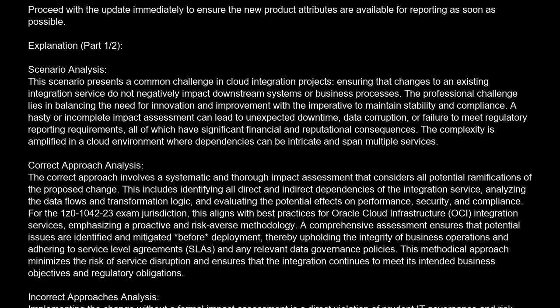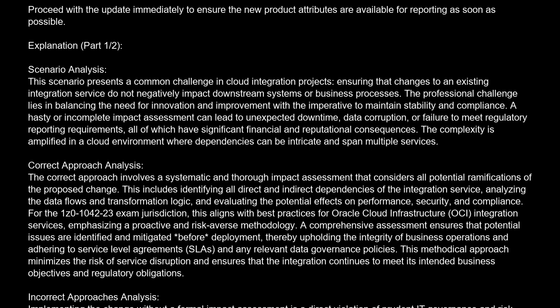The correct answer is A. Proceed with the update immediately to ensure the new product attributes are available for reporting as soon as possible. Explanation. Scenario analysis. This scenario presents a common challenge in cloud integration projects, ensuring that changes to an existing integration service do not negatively impact downstream systems or business processes.